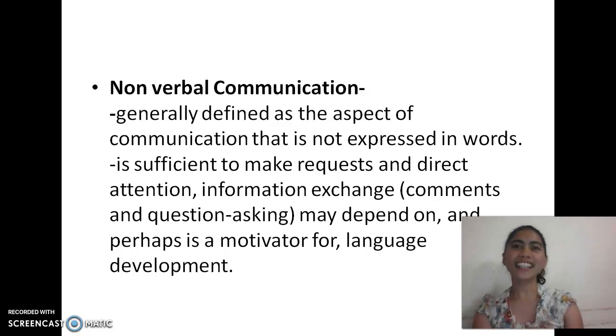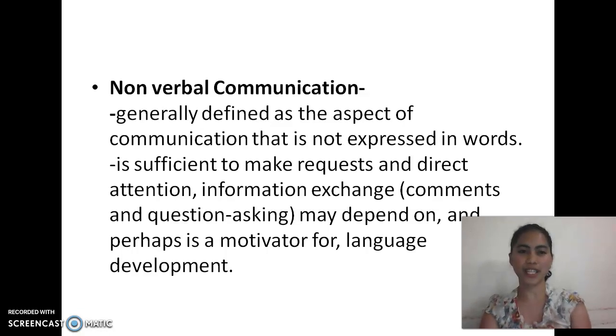So, our topic for today is nonverbal communication. What can you say about nonverbal communication? Wow, that's very good. So, generally, nonverbal communication is defined as the aspect of communication that is not expressed in words. From the word nonverbal, this communication does not involve words. We will see later on the meaning of nonverbal.